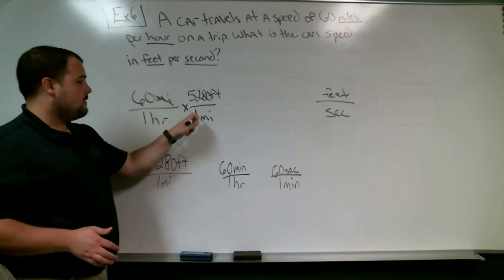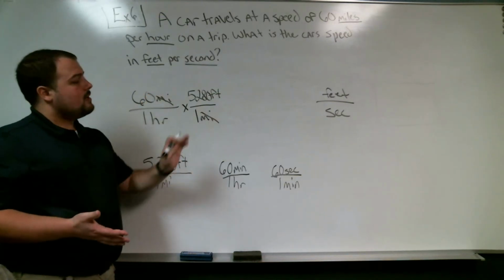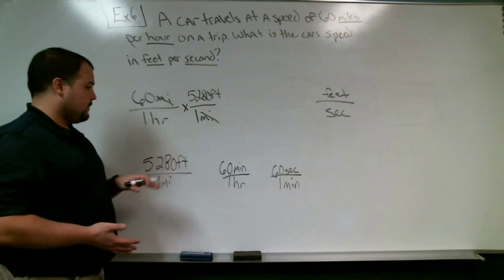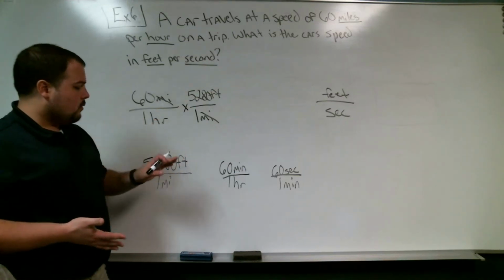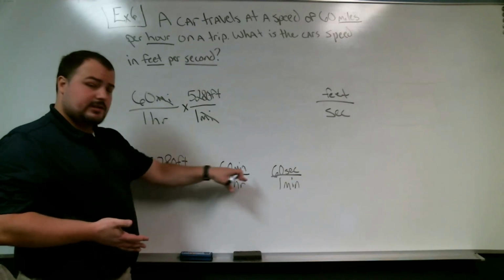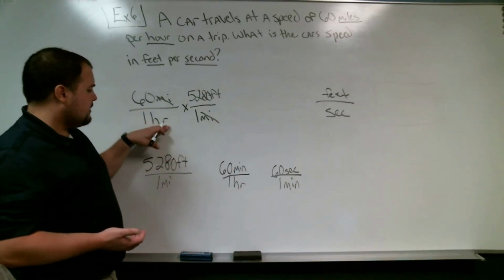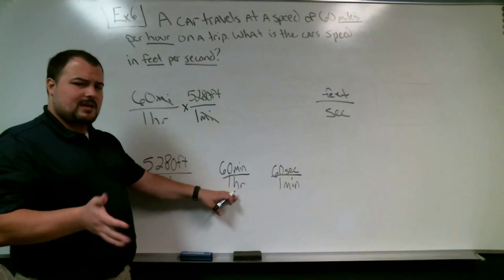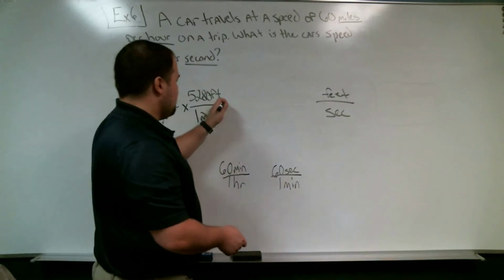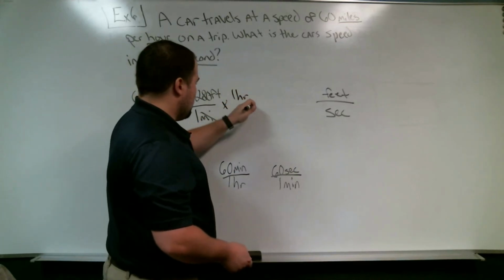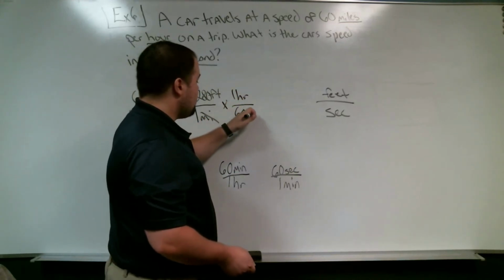Okay, miles are on top, miles on bottom, those cancel. So now we're just looking at feet. Since we have hours on bottom and we want to change that to seconds, we're going to look at changing hours to minutes first. Well, hours is on top, and this one, hours is on bottom, so I can't use that. What I have to do with that fraction is actually flip it. I'm going to say that in 1 hour, there's 60 minutes.